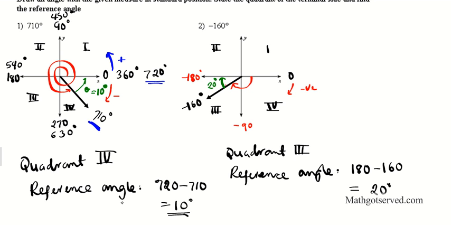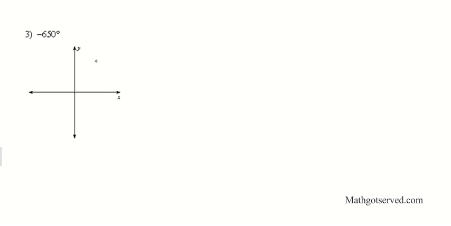Okay, now let's move on to question number 3. Question 3, we have negative 650 degrees. This is a negative angle, so we're going to be rotating clockwise, or downwards. Starting from 0, we're going to be looking for negative 650. So 0, go down.